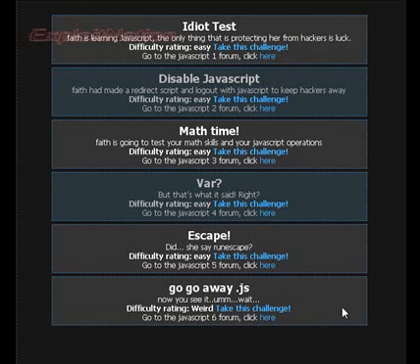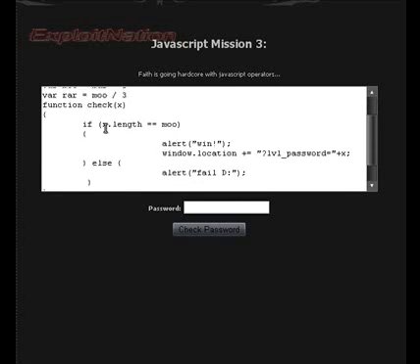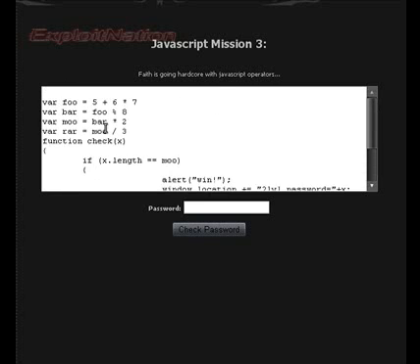Hacking will always have math involved at some point, sometime, somewhere. In one of our previous basic missions, we worked with an algorithm which was a mathematical pattern. Here in math time, we need to figure out moo, which is the password, x equals password.